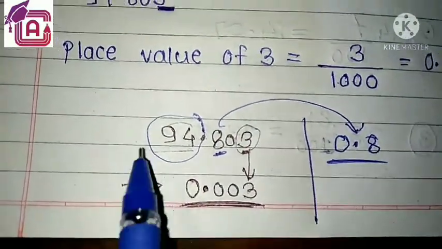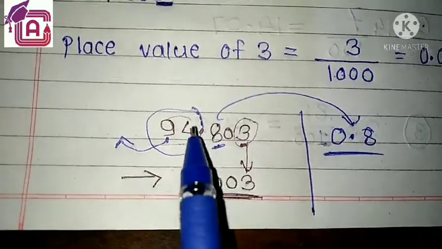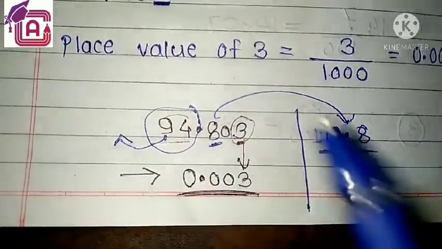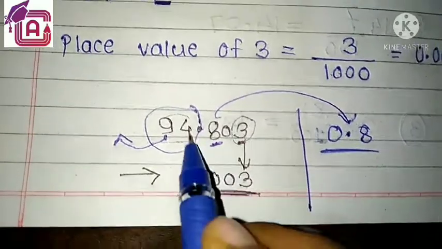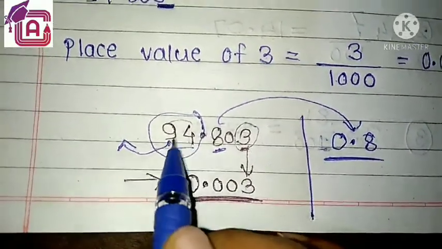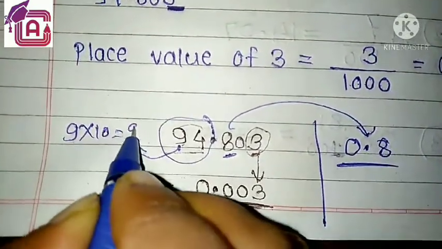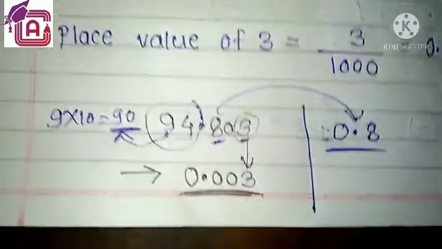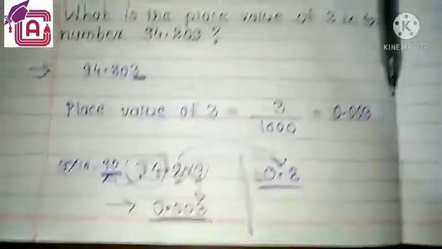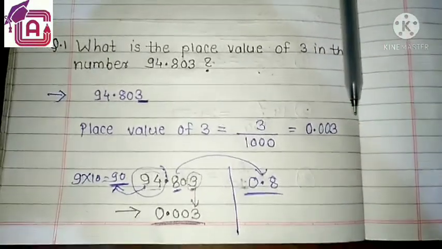If we require the place value of this 9, so what is the place value of 9? For the point we have to forget about all the other things. This is a complete number 94. So 4 is unit place. This is a 10 place. Means 9 multiplied by 10. How many? 90. So this is the place value of 9. So in this way you can easily identify the place value of any digit from a decimal fraction.